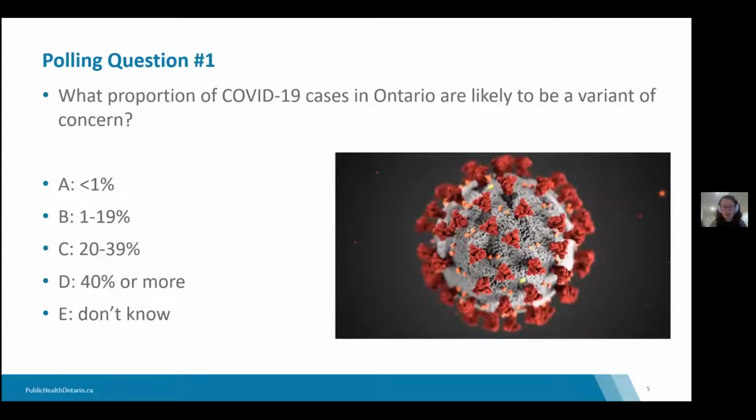Our first polling question is, what proportion of COVID cases in Ontario are likely to be a variant of concern? Answers range from A, less than 1%, to D, 40% or more, or you don't know. And hopefully you'll have the results of that through the content.